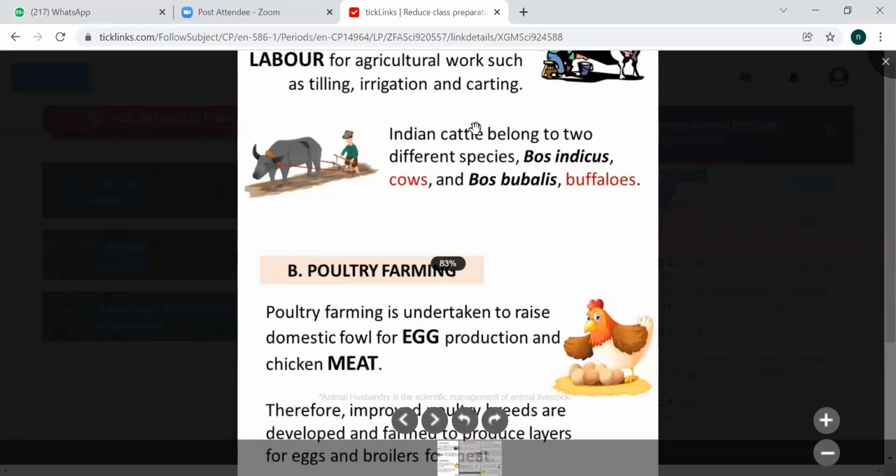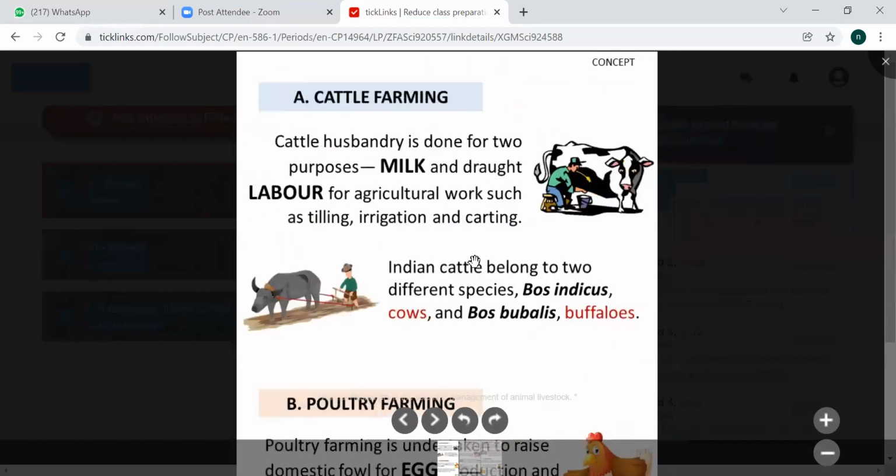So are you all with me? Can you hear me? This is the solution for it. So can you read out what is happening in the first picture? What do you see in the first picture? A cattle rearing. Cattle husbandry is done for two purposes: milk and draught labor for agricultural work such as drilling, agriculture, irrigation, and carting. Good.